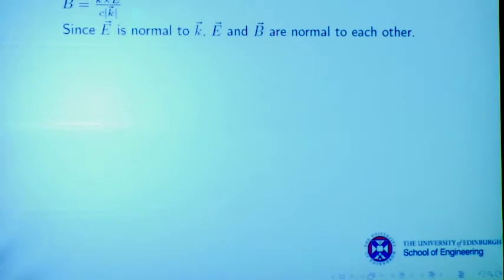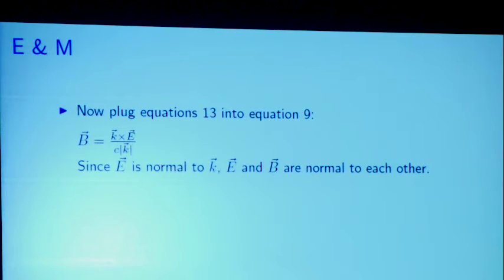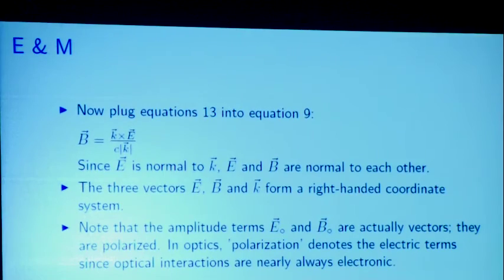Now if we plug that into equation 9, we get this. I'm sorry I'm moving quickly, but I just want to show you that since E is normal to k, E and B have to be normal to each other. That actually proves that picture I showed on the first page, with the electric field oscillating vertically, a magnetic field oscillating horizontally, and all of it going in the direction of k. That's why that's the case. So they form a right-handed coordinate system.